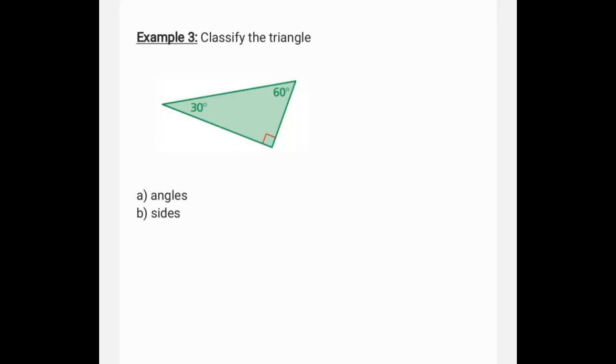Example 3, classify the angle part of the triangle. Looking at the angle, I see that there is a 90 degrees angle. So this tells me that this would have to be a right triangle. Now looking on the outsides of the triangle, the inside part tells me that there are all different degrees inside, so the legs on the outsides are all different side lengths. So this would have to be a scalene triangle because there are no congruent sides.